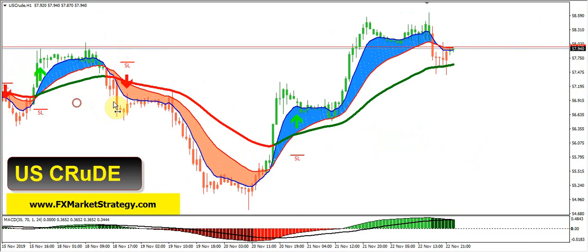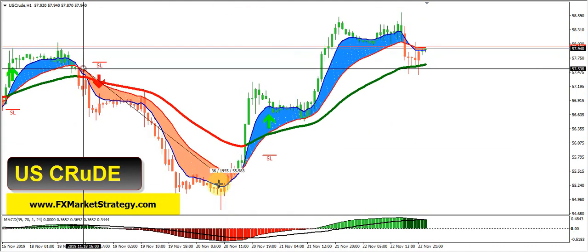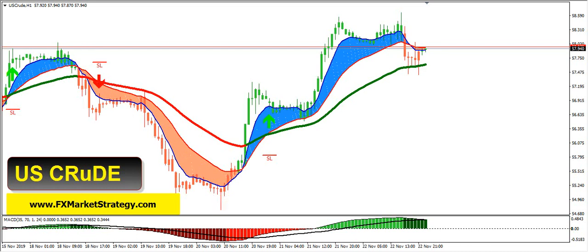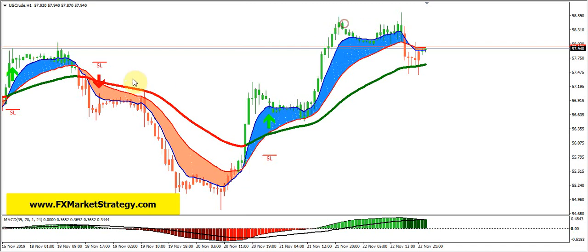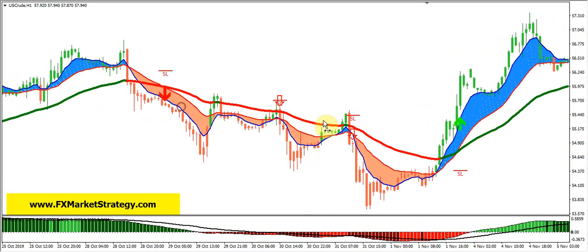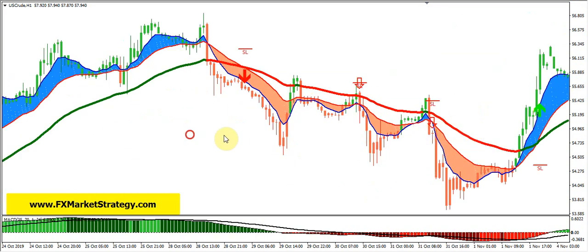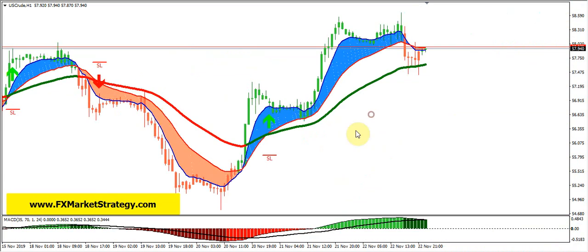US crude did have a beautiful sell signal in the 1 hour time frame. That was like 270 pips, and that one also was like 300 pips. So 1 hour time frame gives beautiful signals, some ranging, but overall they're very, very good. Okay, in the advanced profit cloud system.